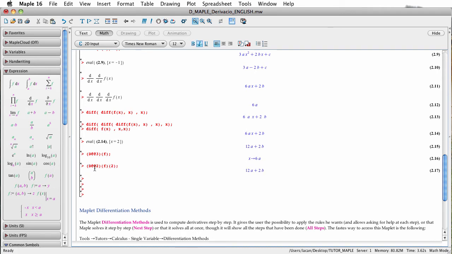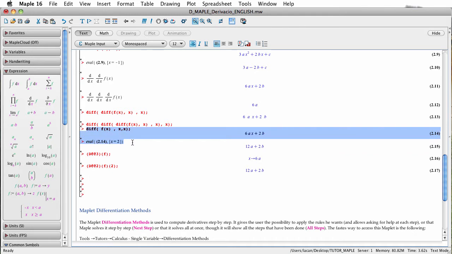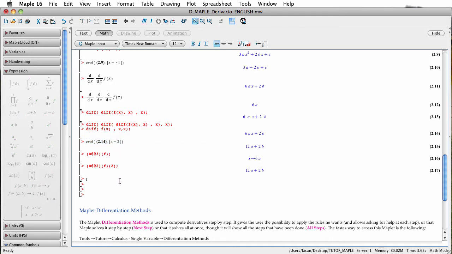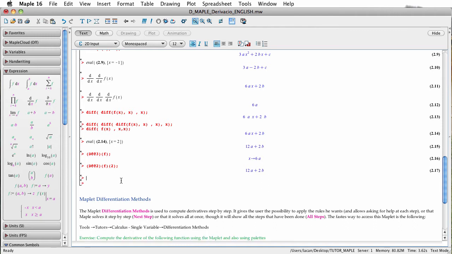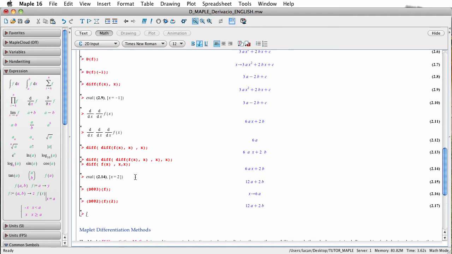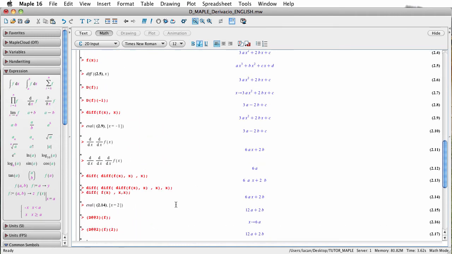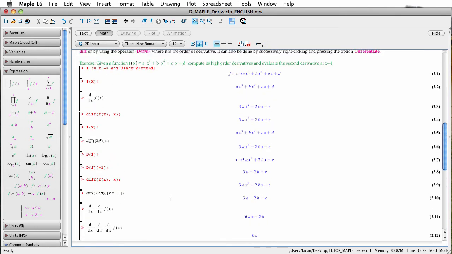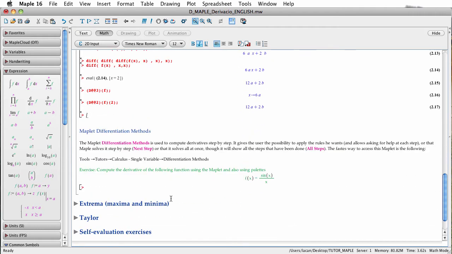So if I want to compute the second order derivative evaluated at a point, it's far faster doing this command or using this command instead of using these other two commands. So this is mainly all the ways that you have to compute derivatives. You have a lot of ways, and all of them yield the same result. It depends on how fast you want to go. You use one or another.